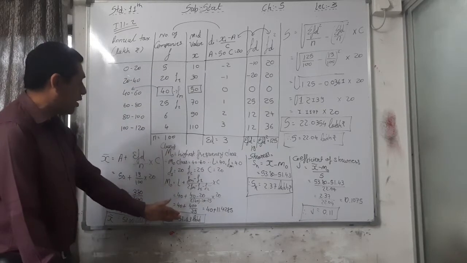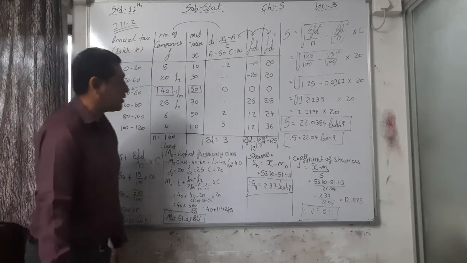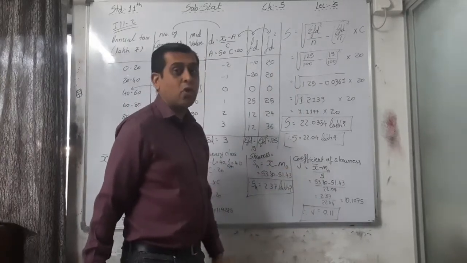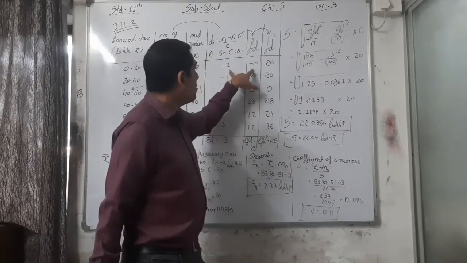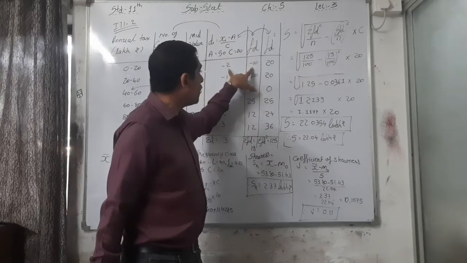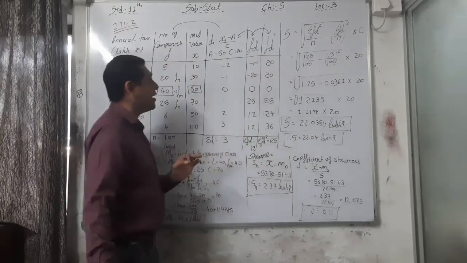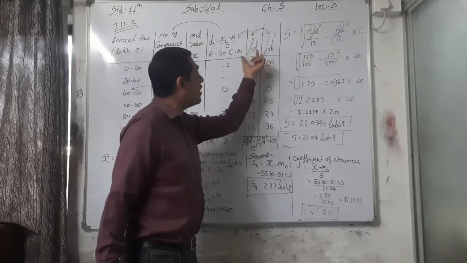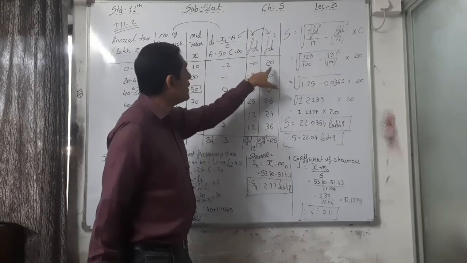Now put the values here, simplify it and the answer is 51.43. Now for the coefficient of skewness, we have to find the standard deviation. For that we have to find fd square, which is the multiplication of these two only, not the square of these. Please note, some students make the mistake of squaring this column. Fd square means fd into d.